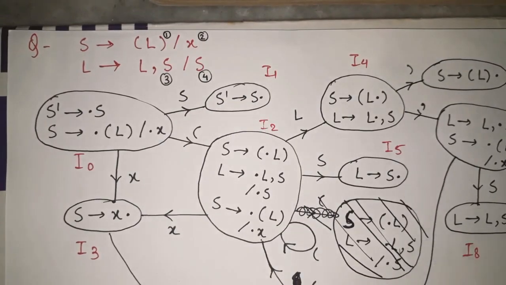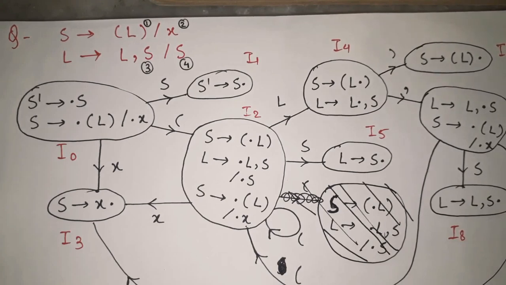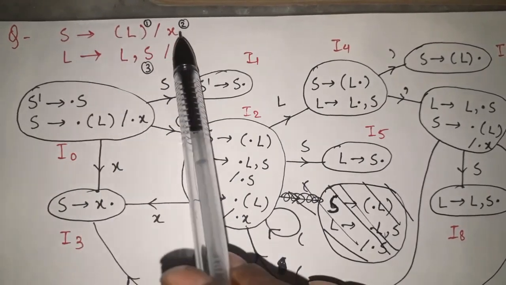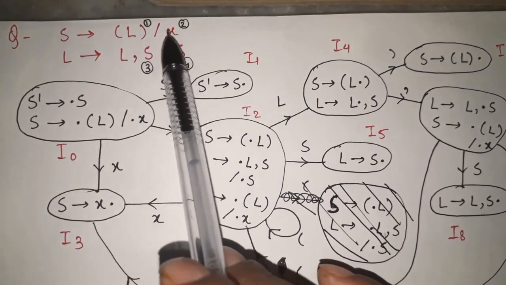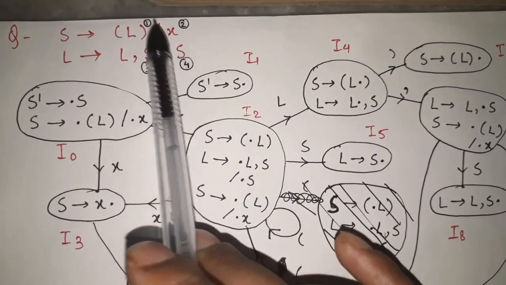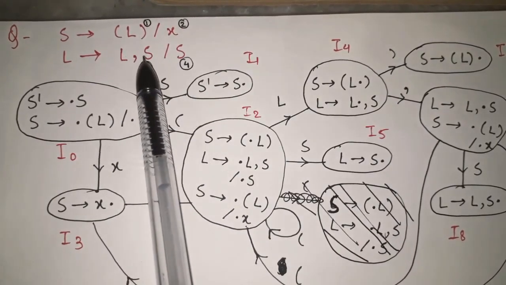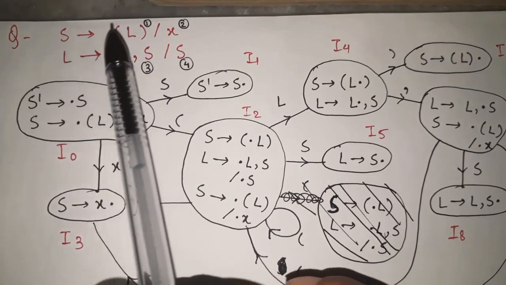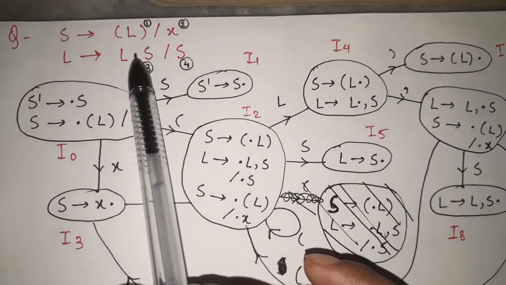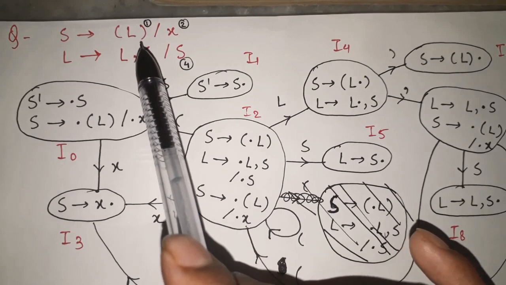First of all we are making it for SLR1. What happens in SLR1? The rule is we have to write the reduction move in the follow of the LHS, which means in the follow of S. Now what is the follow of S? Here S is the last symbol, so follow of S will be equal to follow of L. And follow of L is opening bracket and comma.